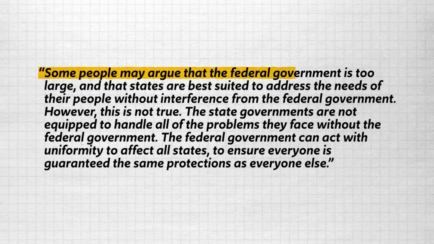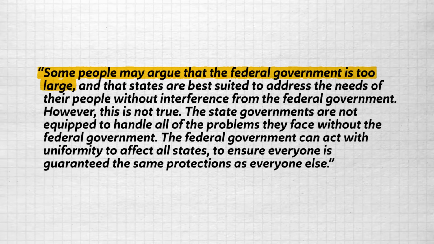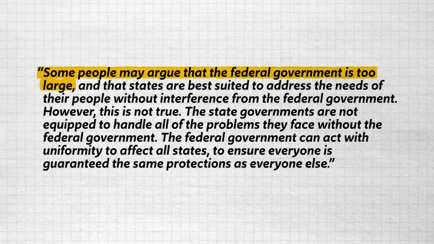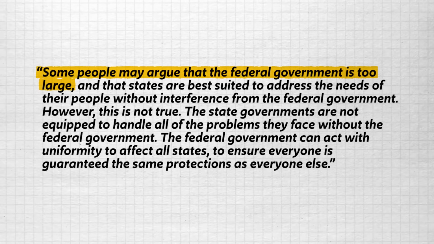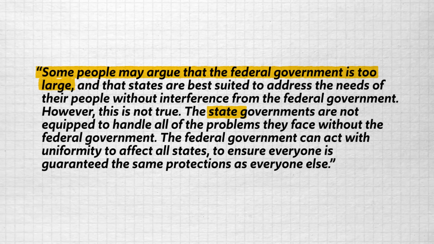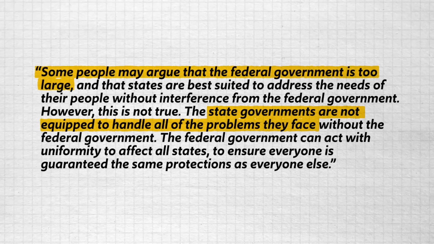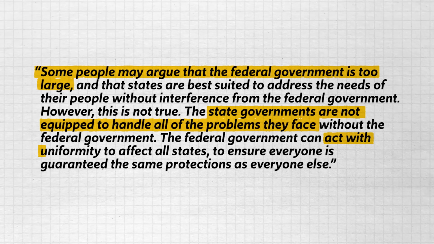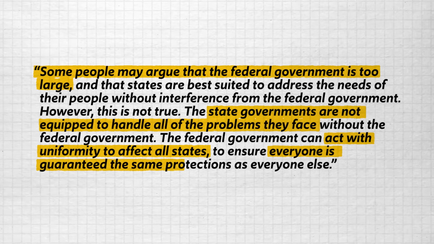And here's a student example. Some people may argue that the federal government is too large and that states are best suited to address the needs of their people without interference from the federal government. Okay, that's the summary of the alternative perspective. Now, why is my argument better? However, this is not true. The state governments are not equipped to handle all the problems they face without the federal government. The federal government can act with uniformity to affect all states to ensure that everyone is guaranteed the same protections as everyone else. And that's it. If you can do all of that, you will certainly earn a 6 on this essay.